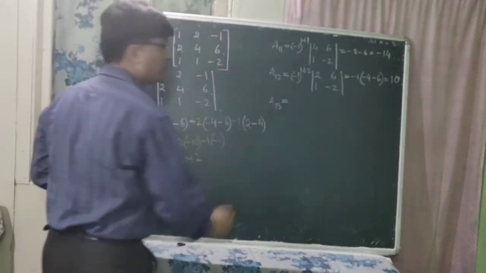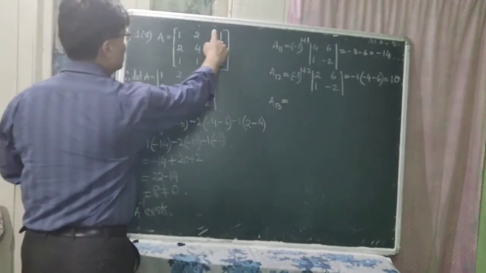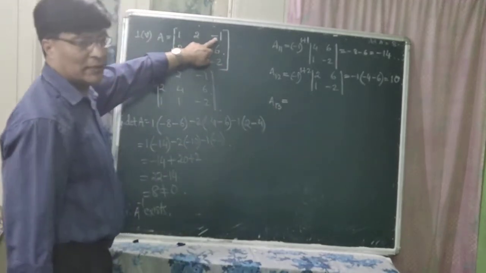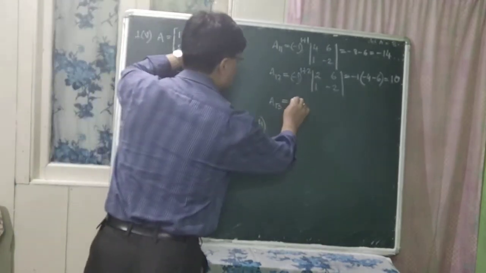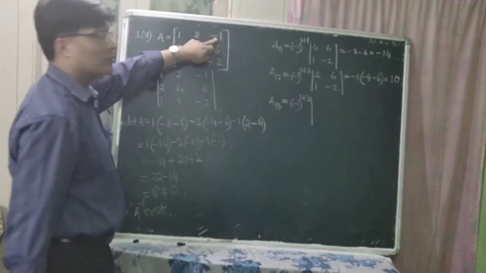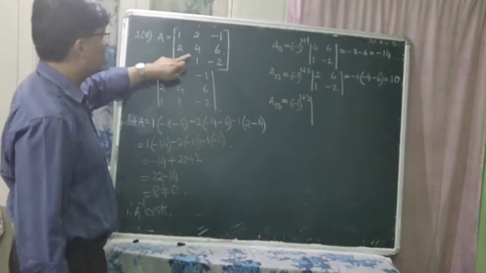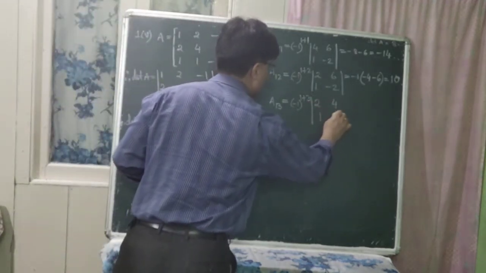What is A13? Cofactor of the element belonging to the first row and third column. First row and third column. That is minus 1. You have to find out the cofactor of minus 1, right? Let us consider the sign. How can you consider the sign? Minus 1 whole to the power 1 plus 3. And then delete the row and the column through the element minus 1. What do we get? 2, 4, 1, 1. Isn't it? 2, 4, 1, 1.